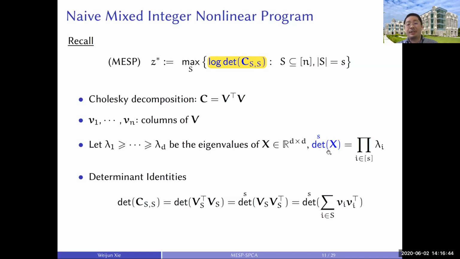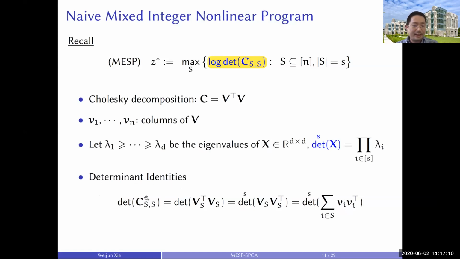So in this case, we define a new metric for this determinant called determinant S, which is just equal to the product of the S largest eigenvalues. So it's like this kind of form and this kind of form. And then it's a very simple determinant identity, so we can compute it.